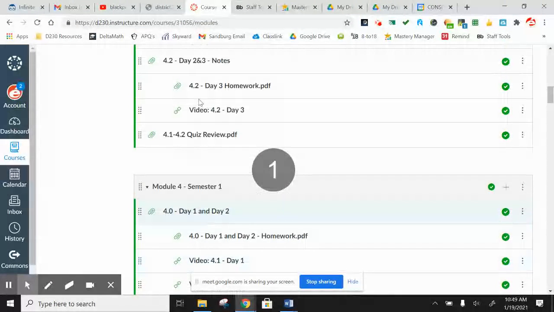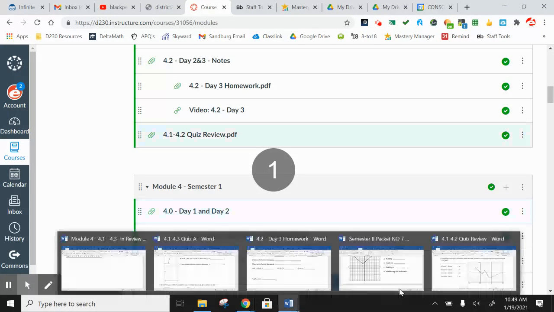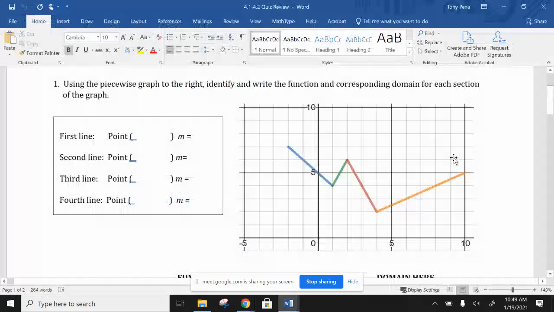Here's your quiz review. So if you wanted to print it, it's on your Canvas page, 4142 quiz review, and it should look like this. All right. Can you guys see my screen right now? It's just spinning for me. No, they can. Okay, good.